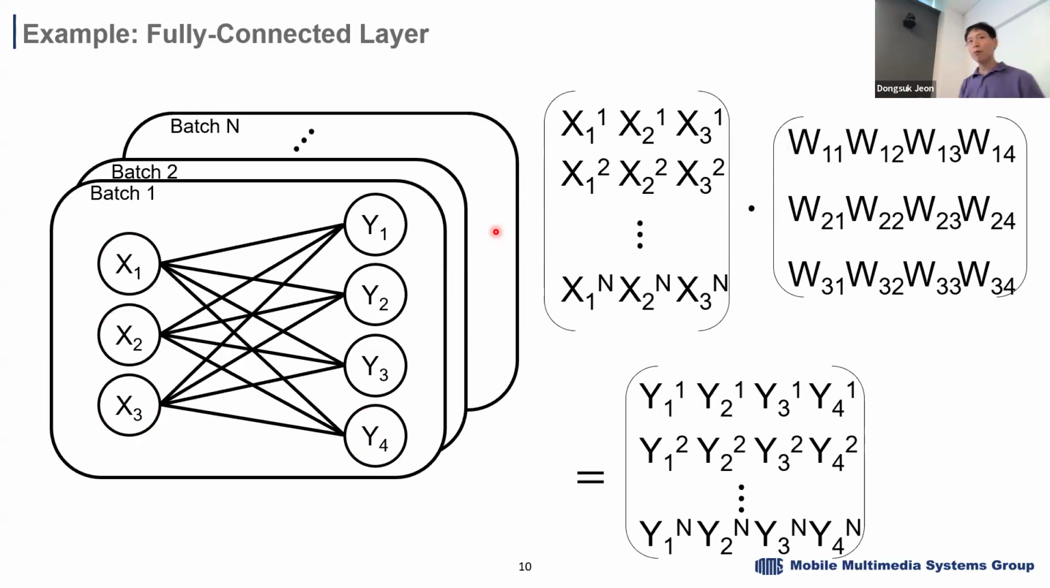Also, we all know that we usually use batch processing for general models. So we can just put those row vectors together to come up with a large input matrix like that. And by multiplying these two matrices, we can get the output as desired.